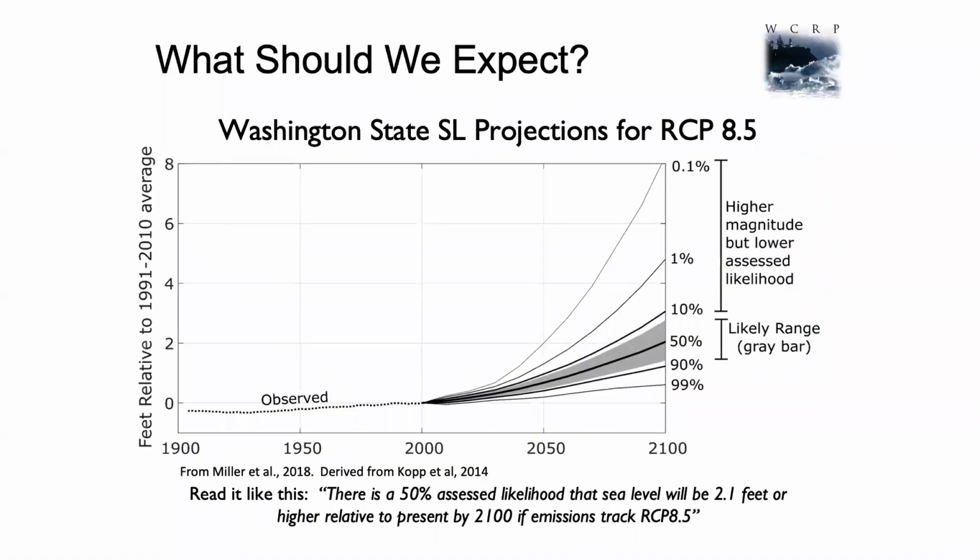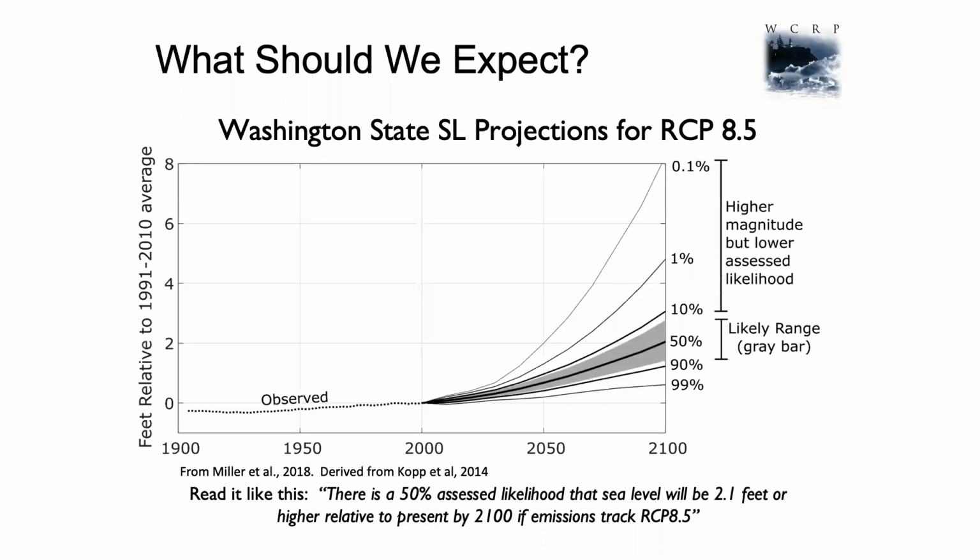Zooming out to show projections further into the future, we get a better sense for that acceleration, and also sea levels that we assess as being possible in Washington state, communicated in what we call this probabilistic framework. So in this particular figure, you've got time on the bottom axis out to 2100, change in average sea level in feet relative to essentially the contemporary average sea level. We have that observed trend in there in the dotted line. And then we've got a whole series of lines, each of which has a percentile attached to it.